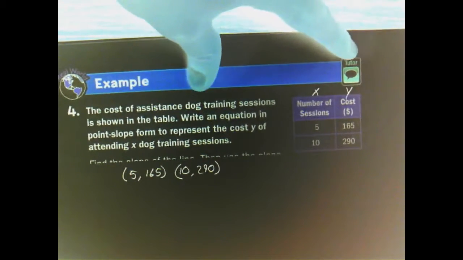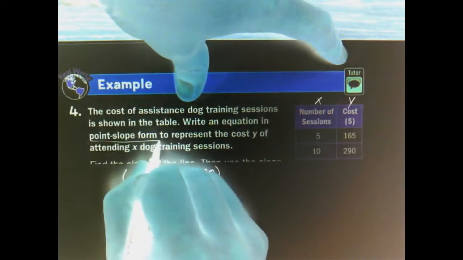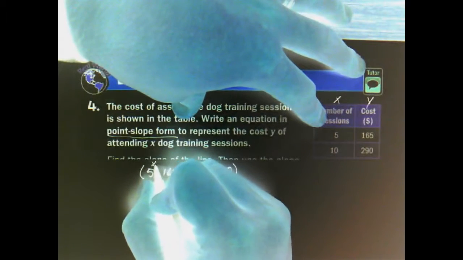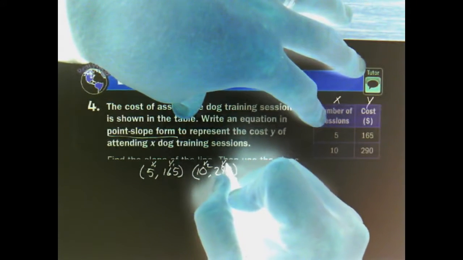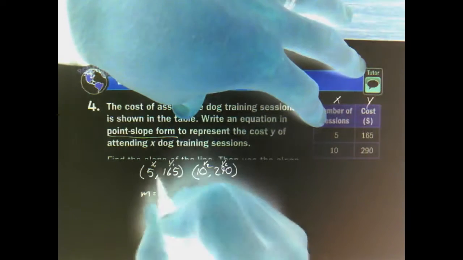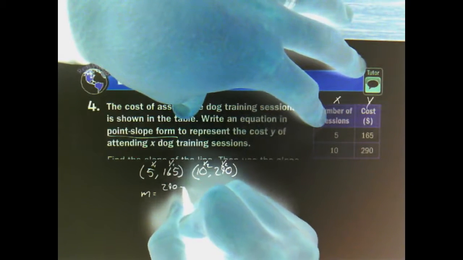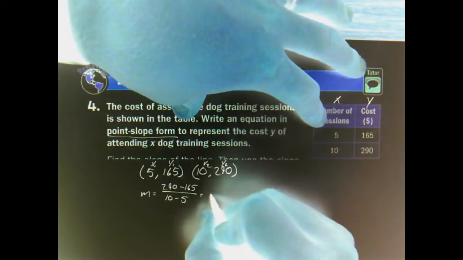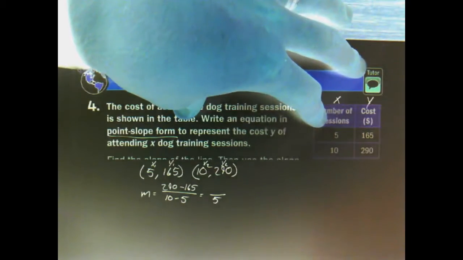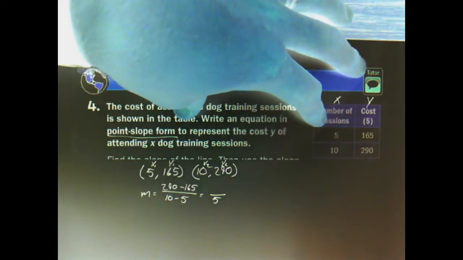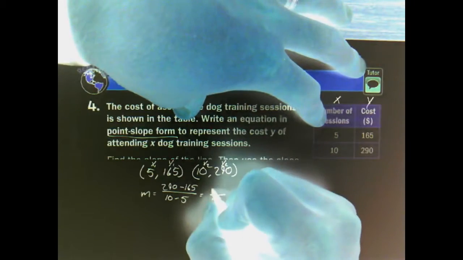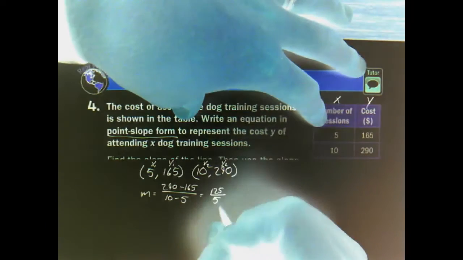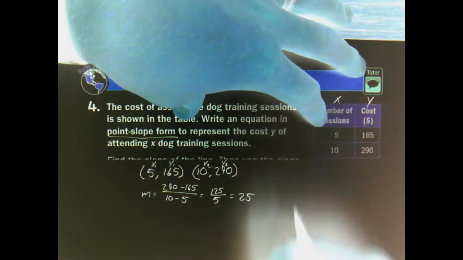So it's essentially the exact same process as we did before, except now we're only looking for point slope form. We don't need to go the extra step and convert it into slope intercept. Label your points: x sub 1, y sub 1, x sub 2, y sub 2. Find your slope. M equals y sub 2 minus y sub 1 all over x sub 2 minus x sub 1. On the bottom, we'll have 5. On top, just let me check my math here. 290 minus 165 is 125. 125 divided by 5 is 25. So my slope is 25.